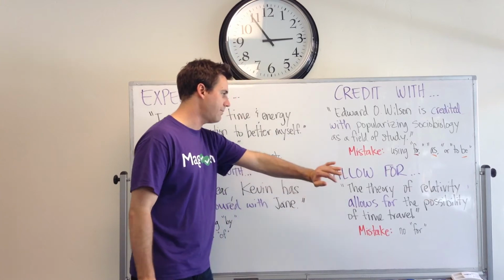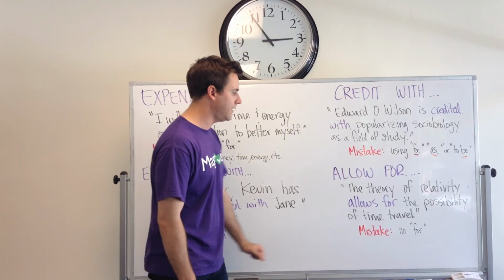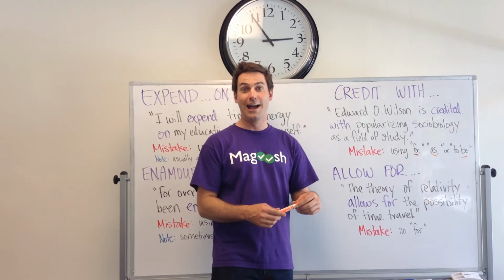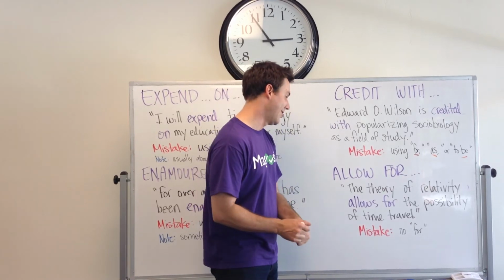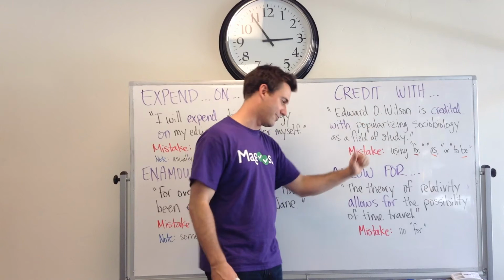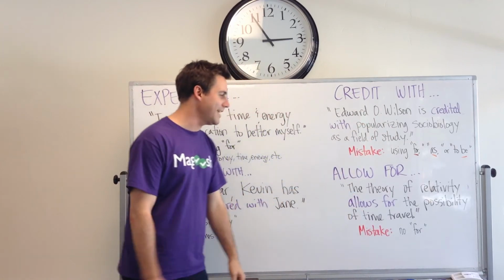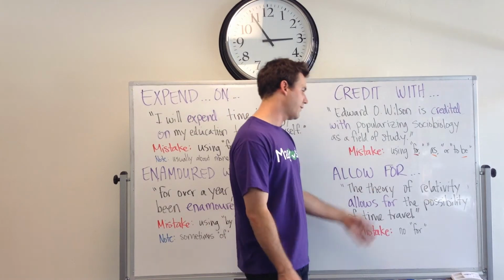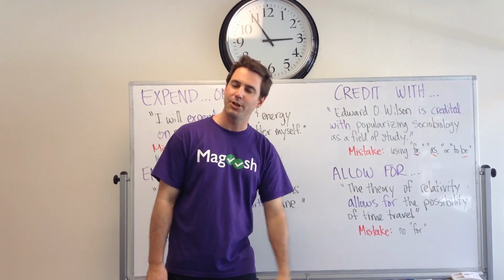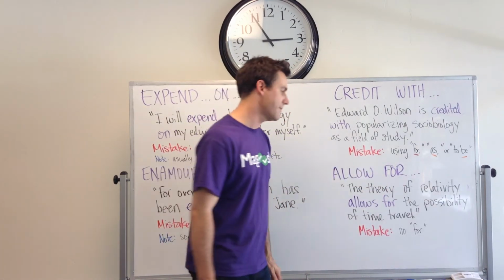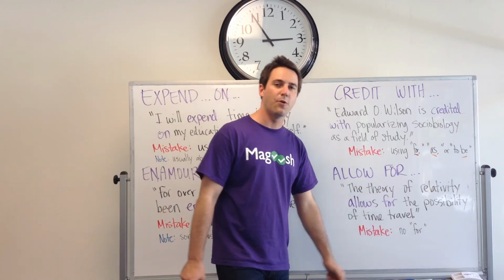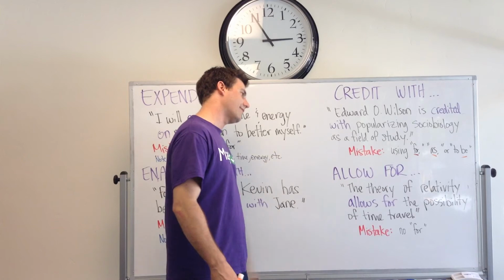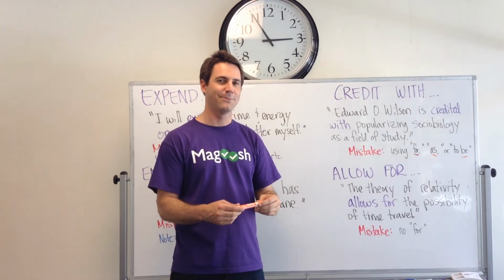For example, we have the theory of relativity allows for the possibility of time travel. Isn't that awesome? Just to the future, though. Can't go backwards. And the mistake here is not using for. If you drop the for, if you have the theory of relativity allows the possibility, that doesn't work. Doesn't make any sense. So make sure you have the for in there. And allows to is correct, but we'll leave that for another video.